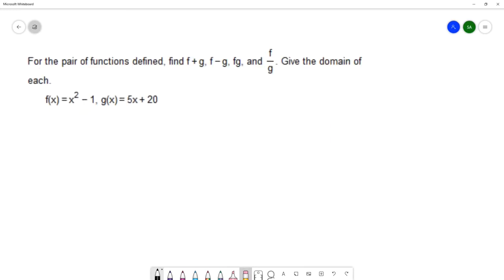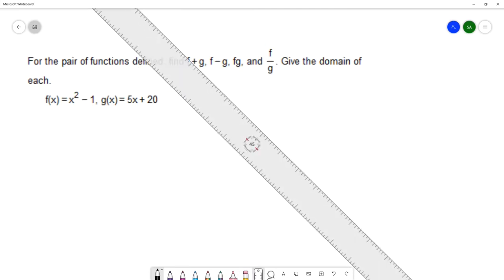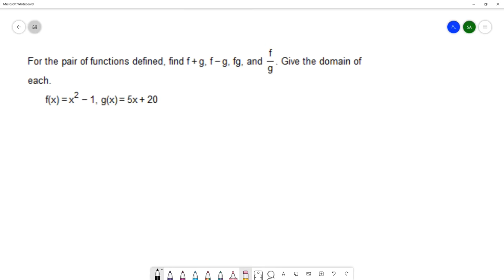We have, for the pair of functions, to find f plus g, f minus g, f times g, and f over g. Give the domain of each. So we're given our f of x to be x squared minus 1, and our g of x to be 5x plus 20.